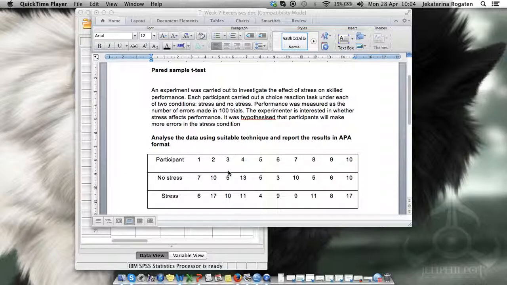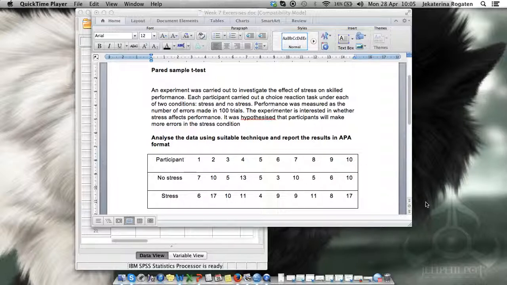So, firstly, we need to identify what is our independent and what is our dependent variable. The independent variable is the condition, and we have two levels, no stress and stress. In this particular task, we have a within participants design, meaning that one participant, let's say participant 1, first did the task in the no stress condition and then did the task in the stress condition. Usually you would counterbalance to eliminate the order effect, and here the data is already cleaned up and put in order.